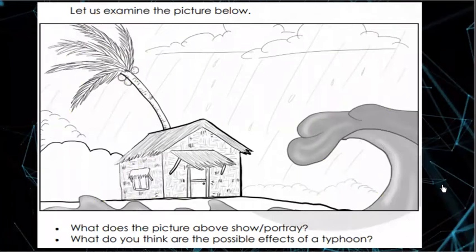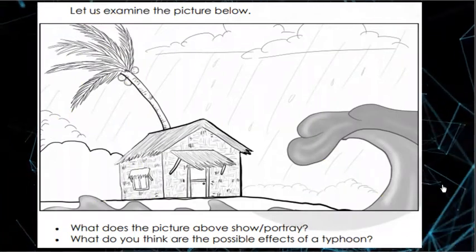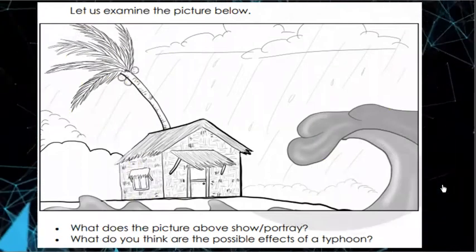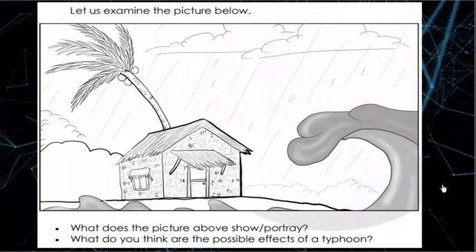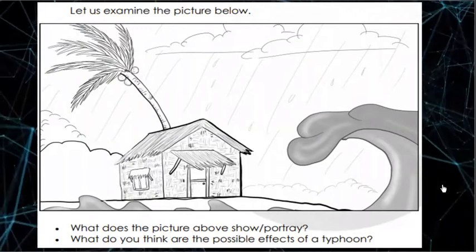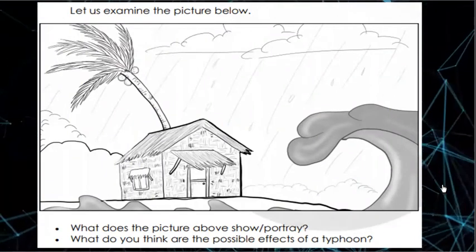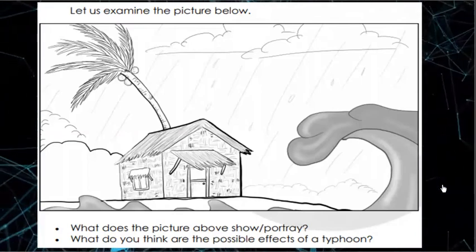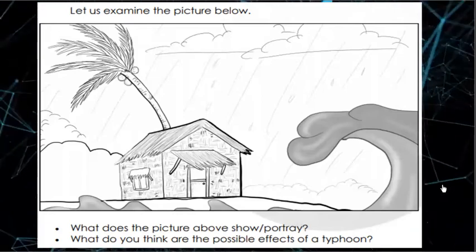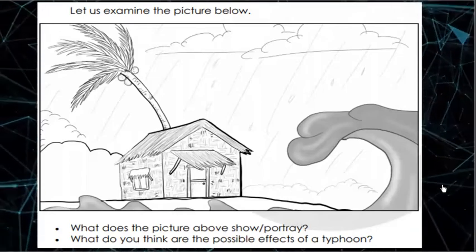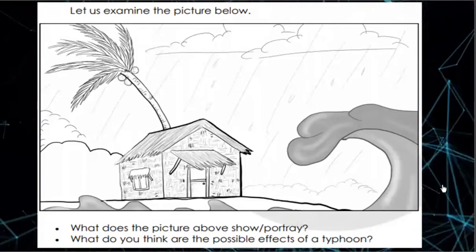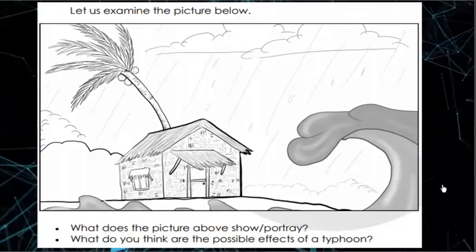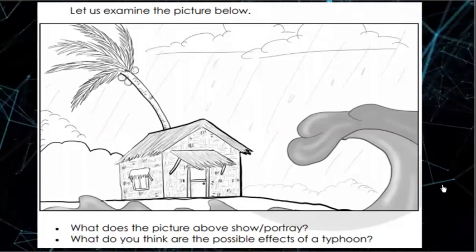Now, let us examine the picture below. Here we can see a huge wave, a big wave. And the tree, as you can see, is almost falling down. Then there are thick clouds with heavy rains, no? What does the picture above show or portray?